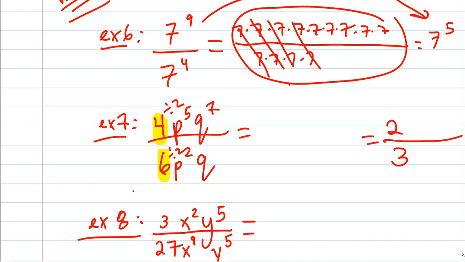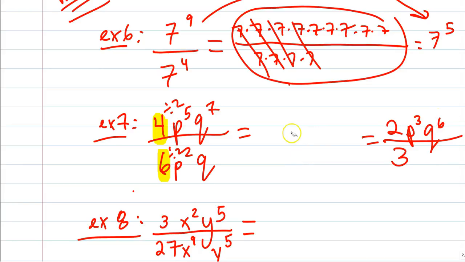Now cancel the variables. We have 5 p's on the top, 2 on the bottom. I see 2 canceling out, leaving me with p to the 3rd on the top. Q to the 7th over q. I see 7 q's on the top, 1 on the bottom. So when they cancel, I'm left with q to the 6th on the top.